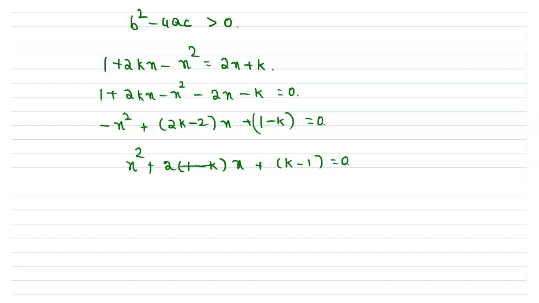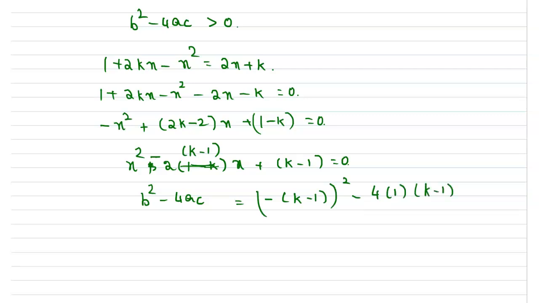Or otherwise we can write it as minus of k minus 1. Now consider the discriminant b square minus 4ac, which is minus of k minus 1 the whole power 2 minus 4 multiplied by 1 multiplied by k minus 1, which is greater than 0, which implies k minus 1 the whole square minus 4 times k minus 1 is greater than 0.